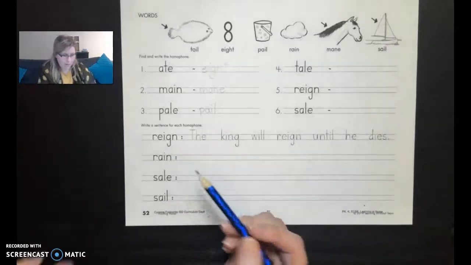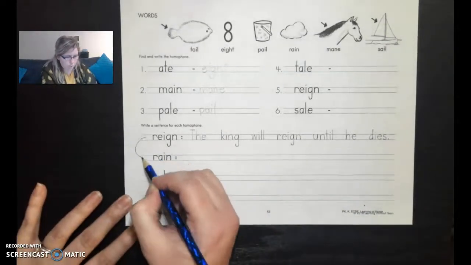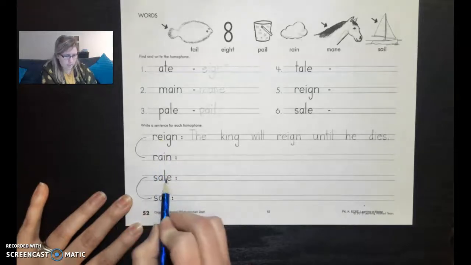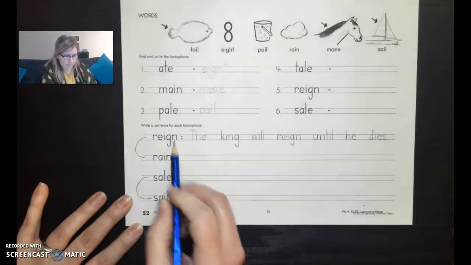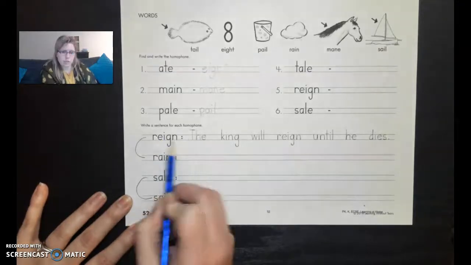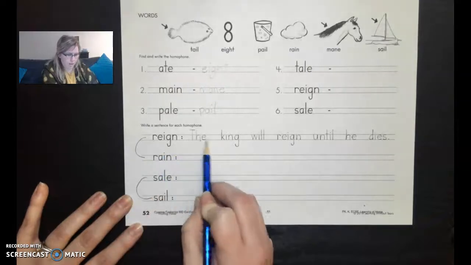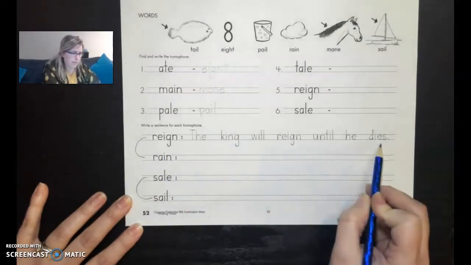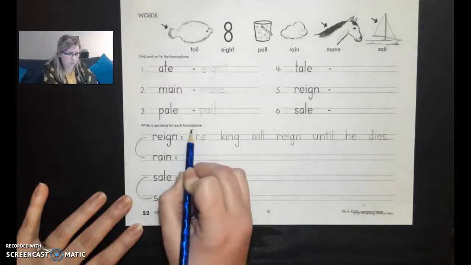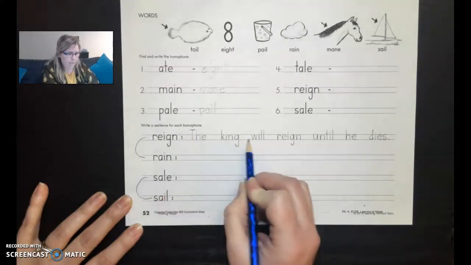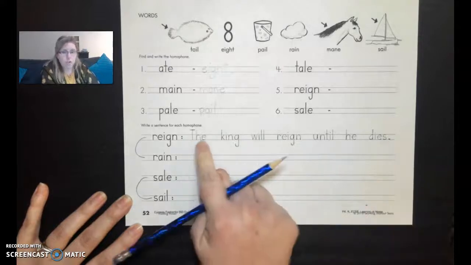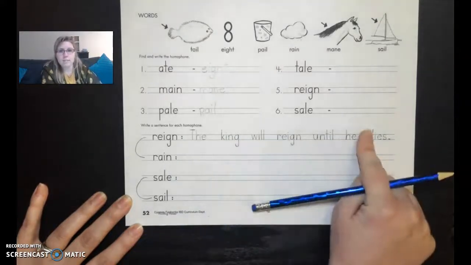Now at the bottom, they gave us two homophones that go together. Rain and reign, sail, sale. Now this one they gave to you, reign. The king will reign until he dies. They started with a capital. They gave you all the spacing. They gave you a period at the end. You're going to trace this sentence.